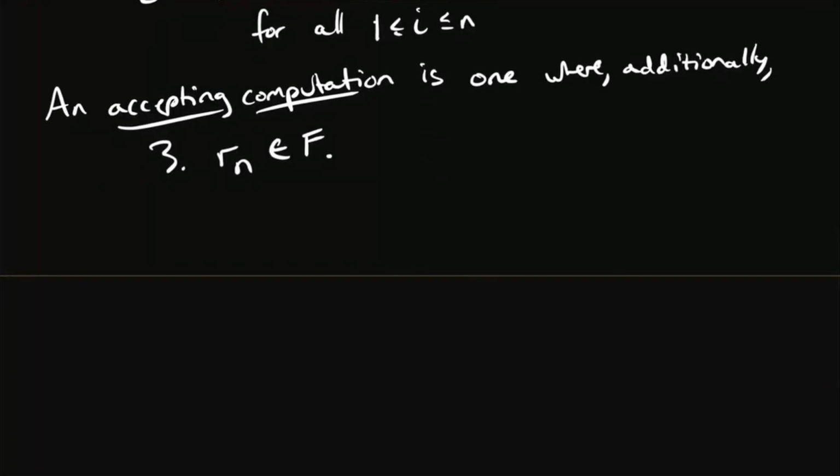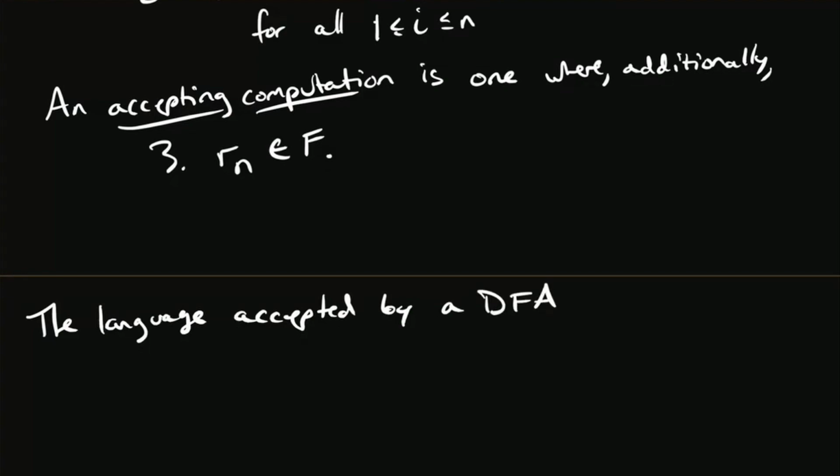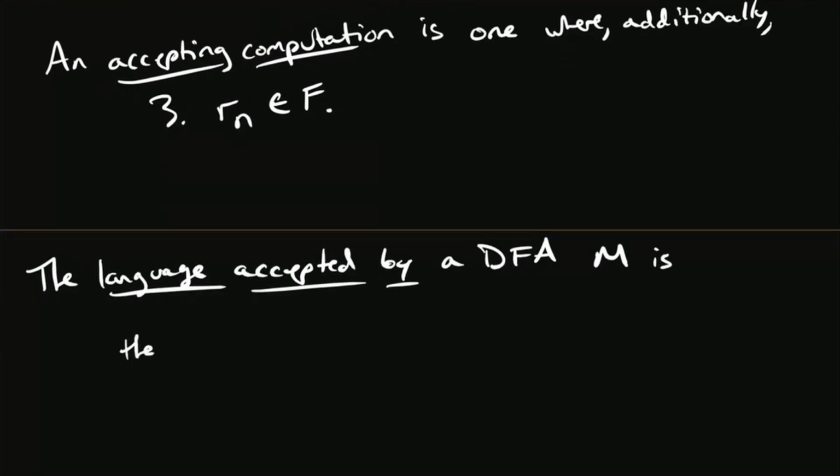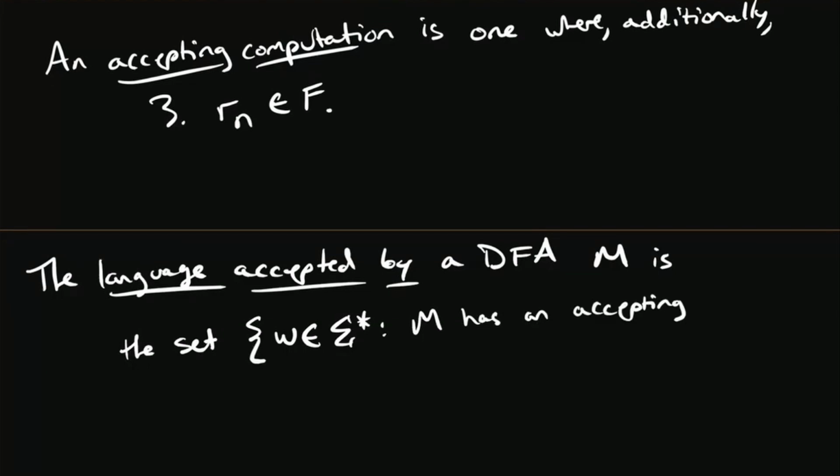So let's define the language accepted by a DFA, let's call it M, is the set, well, it's the set of W in sigma star, so all strings such that M has an accepting computation on W. And we usually denote this by L. So L is the language.